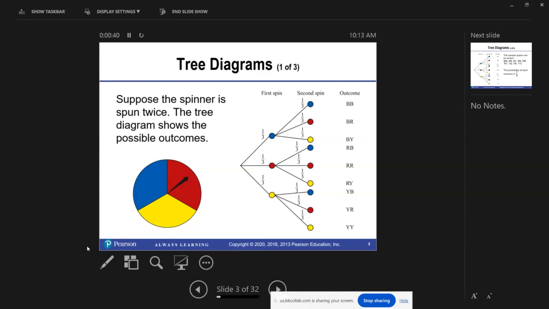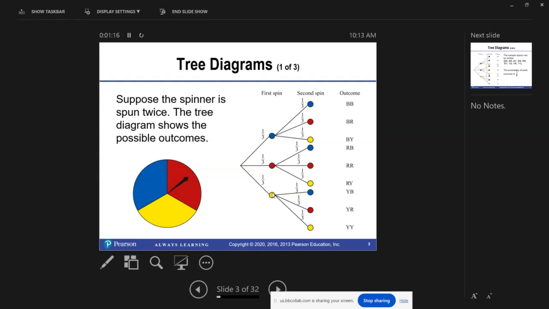If you are looking at this problem where the spinner is spun twice and the tree diagram to the right shows the possible outcomes. So with our spinner, we have it broken into 3 even sections. So there is a 1/3 probability that you would spin a blue, a 1/3 chance you would spin red, and 1/3 on yellow. So that's what this first part of our tree diagram is showing: 1/3 blue, 1/3 red, 1/3 yellow. Okay. Now we're spinning twice.